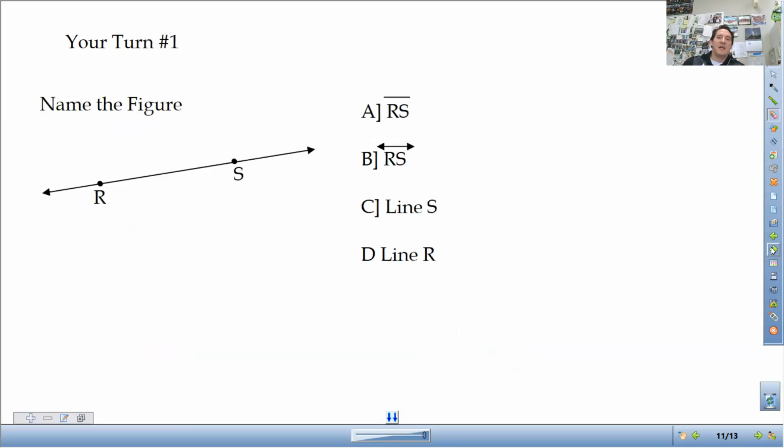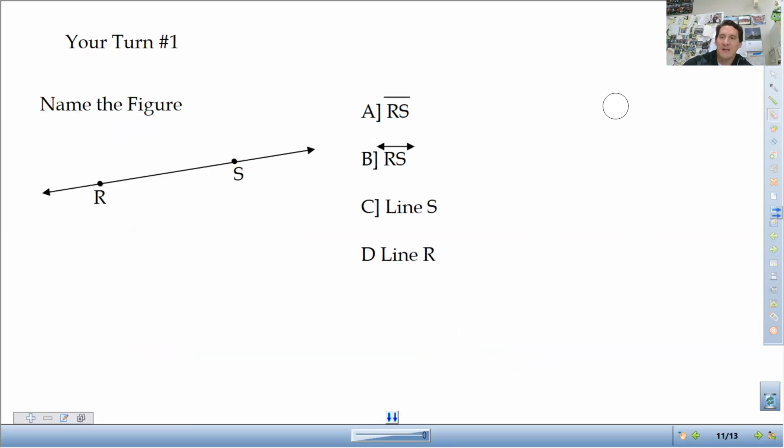So let's see if you're paying attention. Let's look at this. Name the figure. What is the name of this figure? Think about what this means. I'll talk about it in a second. Give your guess. Give you a minute. What do you think?